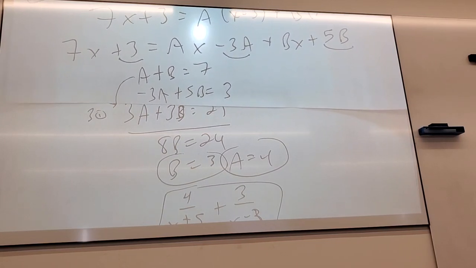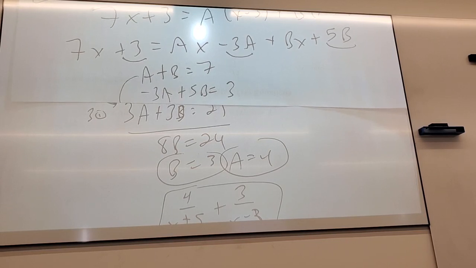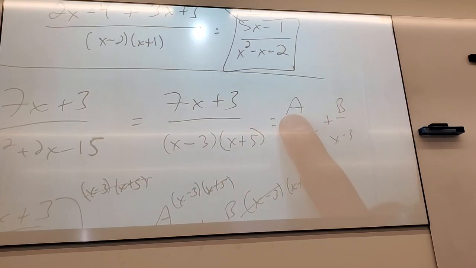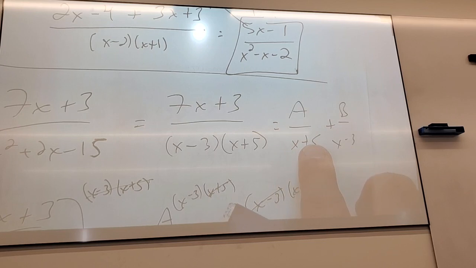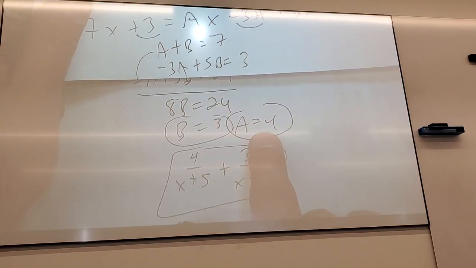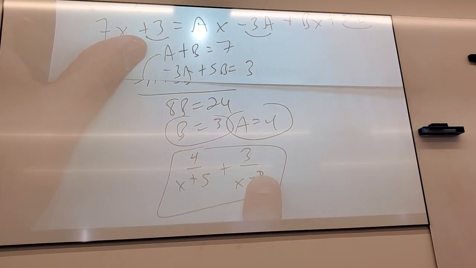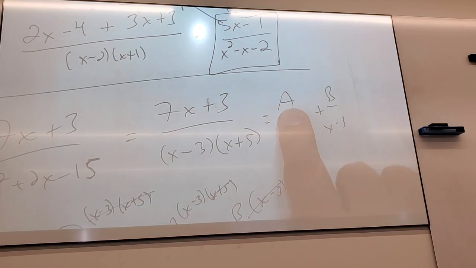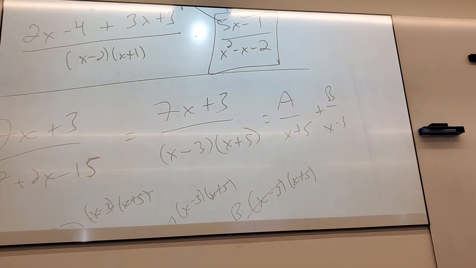So why do you know the 4 is over x plus 5 and the 3 is over x minus 3? Because A is over x plus 5, B is over x minus 3. So earlier, somebody asked, what if I put these on the other side? Well, then your A would have been 3 and your B would have been 4. You would still end up with this. It doesn't matter. I could have called this D and I could have called this W. Who cares what I call them? They represent the same number.